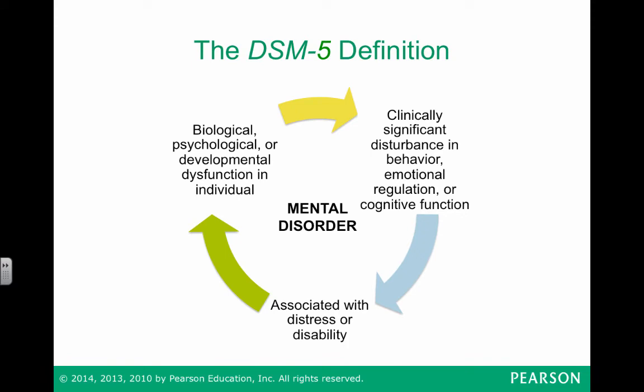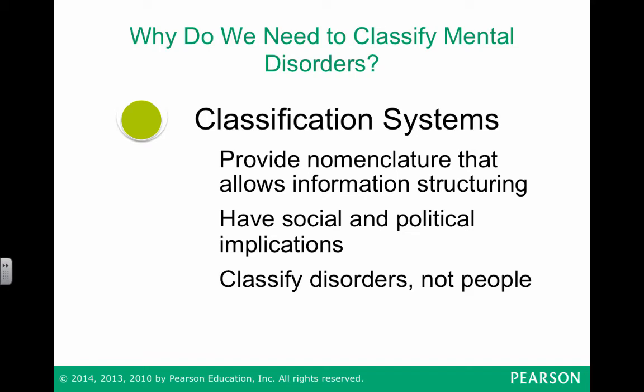The DSM-5 definition. DSM stands for Diagnostic and Statistical Manual, and 5 refers to the edition of this manual that we are currently using. The DSM is used to define behavior and classify different forms of abnormal behavior. For a definition of mental disorder, according to the DSM, we're looking for a clinically significant disturbance in behavior, emotional regulation, or cognitive function associated with distress or disability and leading to a biological, psychological, or developmental dysfunction in an individual.